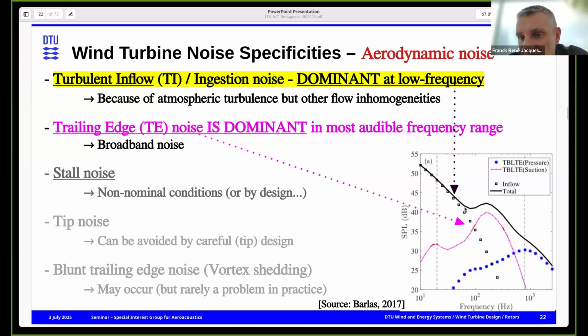I will come back to that, but that's the one dominating at low frequency. So that's really what we want to focus on, this turbulent inflow noise or ingestion noise. You have other noise source mechanisms, but maybe one worth mentioning is stall noise, which will possibly produce rather low frequency noise as well, although it's not clear. The stall noise occurs when the turbine is not operating optimally, so it's more like a dynamic problem, and it's still a topic of research.